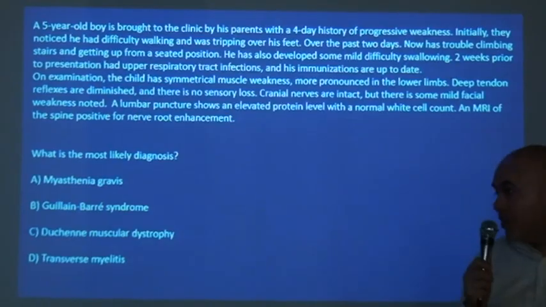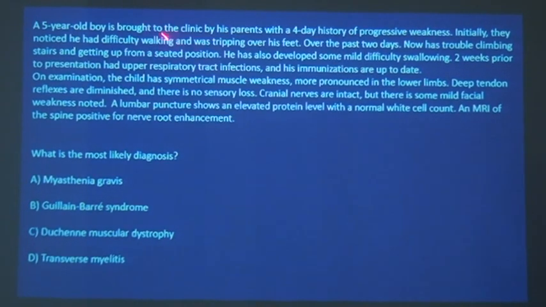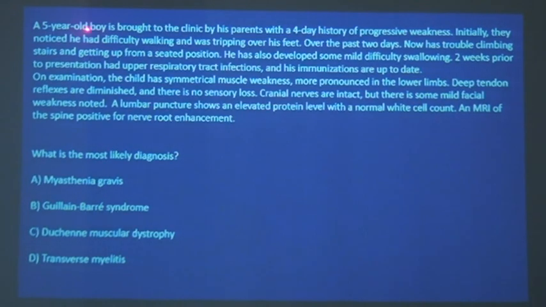This case is interesting. This case is a real case from Dumyat. A 5-year-old boy is brought to your clinic by his parents with a 4-day history of progressive weakness. Initially they noticed he had difficulty walking and was tripping over his feet. Over the past 2 days he has trouble climbing stairs and getting up from a seated position. He also developed mild difficulty swallowing. Two weeks prior to the presentation he had an upper respiratory tract infection, immunization up to date.